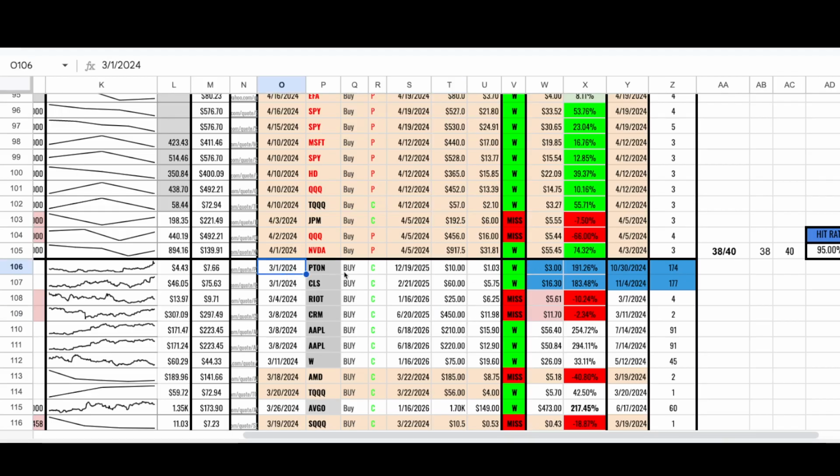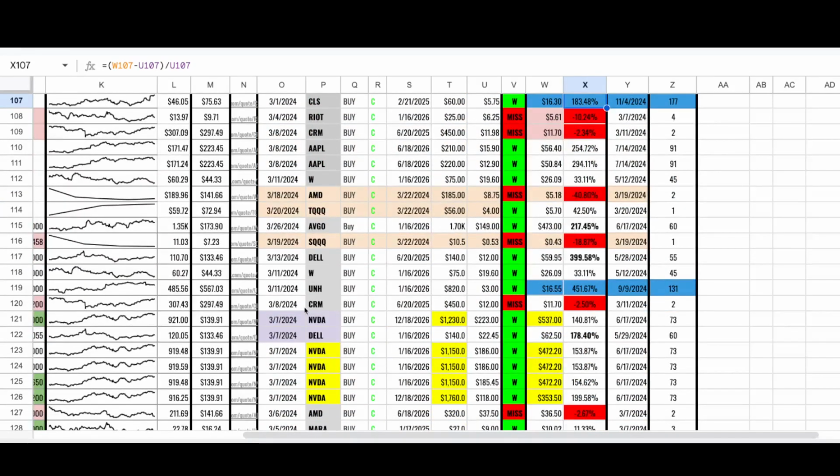This one's also very interesting. Peloton now is over 191% return. They got in in March of this year, and it was just last month, end of last month, where it started to pop, started to return back to and break out of the lows that it's at. CLS is also another update here, 183% return now.